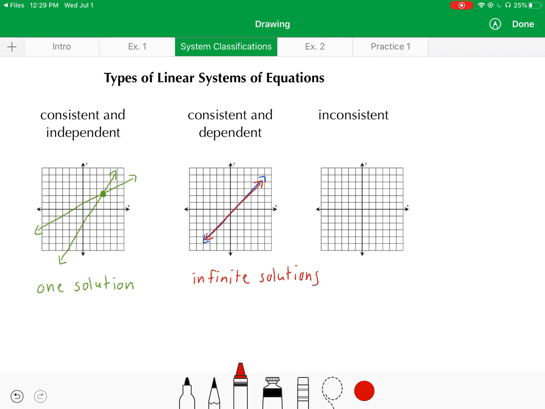Then think about what's the other possibility. Two lines can intersect in one point, they can intersect in an infinite amount of points, or what's the third possibility? The two lines might not intersect at all. They would be parallel lines. When parallel lines are graphed, they have no intersection points, and therefore an inconsistent system has no solution. So those are your possibilities.